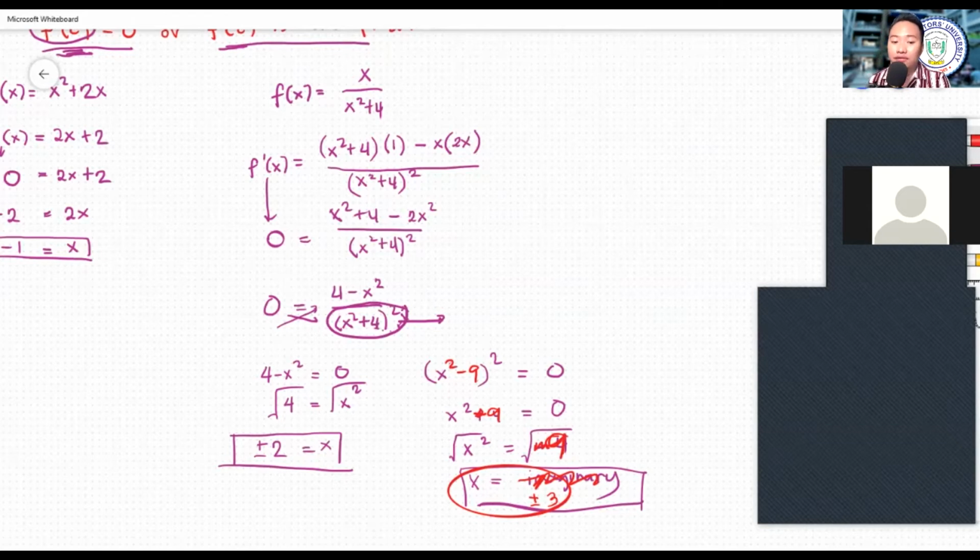So in other words, for this example, you have 4 critical values if you are going to change the denominator to x squared minus 9. If the denominator is not like this, or if we're going to go back to the original denominator, which is x squared plus 4, then our critical values are only positive 2 and negative 2. Question so far?